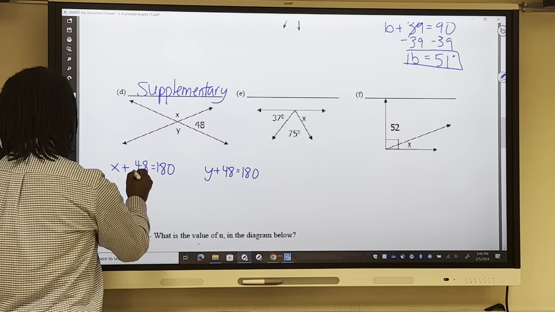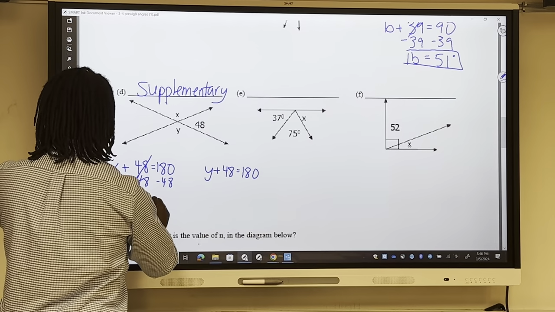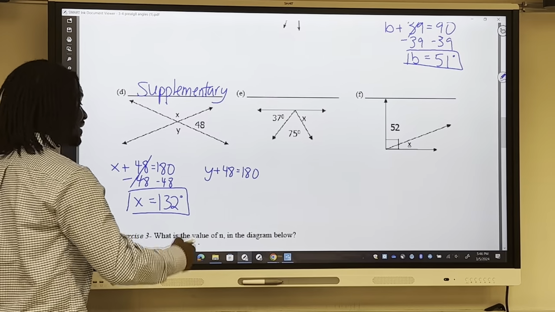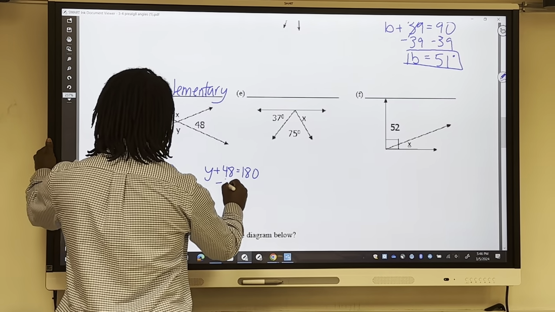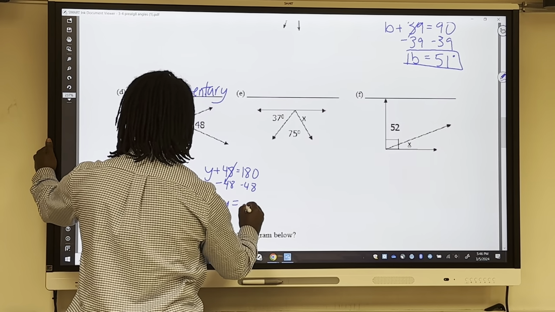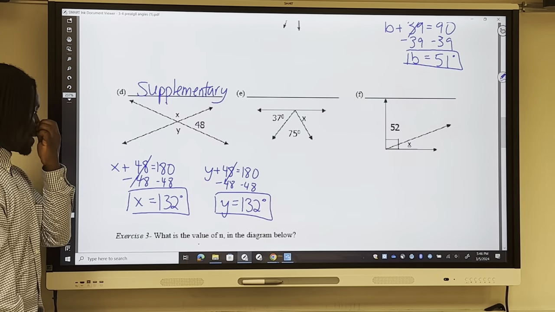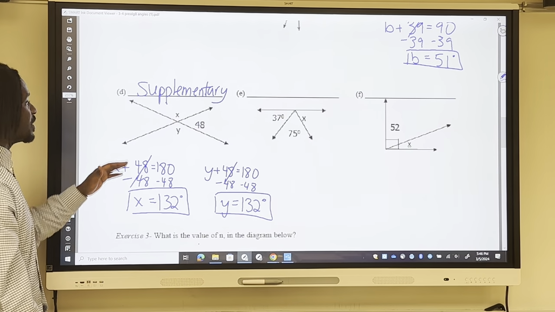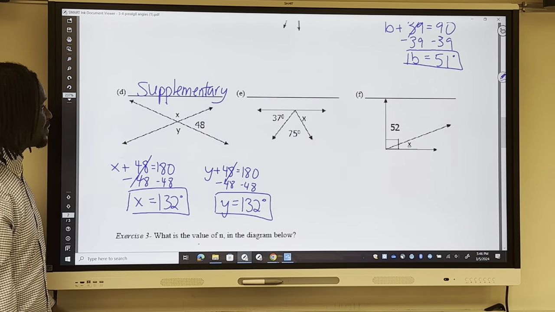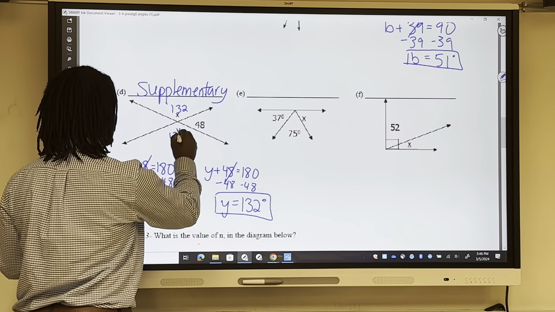They're vertical. So we subtract 48, that's going to give me X equals 132 degrees. Same thing for the other one: subtract 48, and we see that they're both 132 degrees because they're supplementary to this one. And they're the same because they both are opposite.